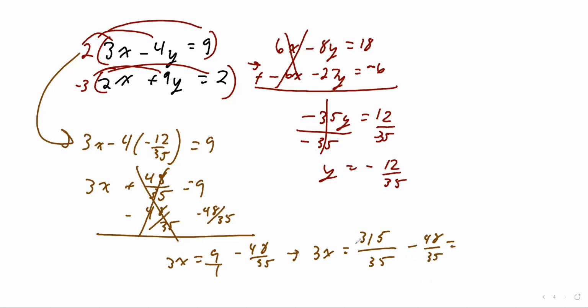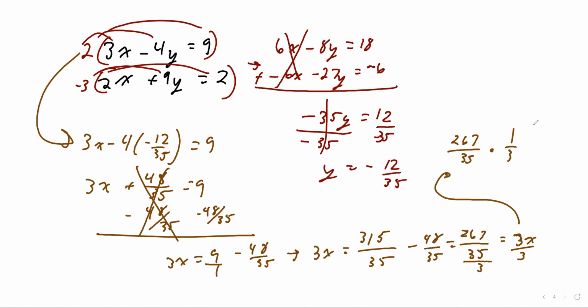I guess. All right, and then we've got to do 315 minus 48. Bringing out a calculator. 315 minus 48 is 267 over 35. But remember, this is still equal to 3x. So now I have to divide by 3. Dividing by 3 is the same thing as taking 267 over 35 times 1/3.